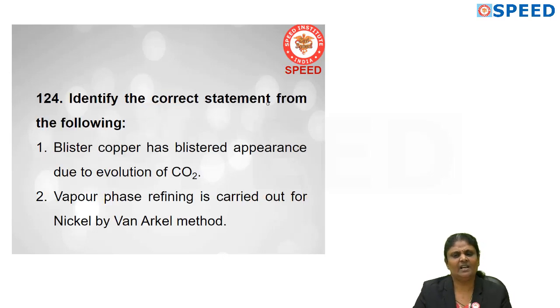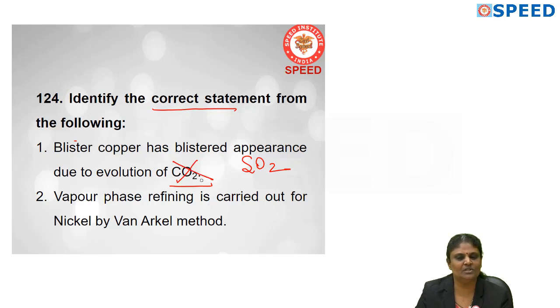Identify the correct statement from the following. Blister copper has blistered appearance due to evolution of CO2. I think this statement is wrong. This is due to the evolution of sulfur dioxide, but here carbon dioxide is given, so this is wrong. Vapor phase refining is carried out for nickel by the Van Arkel method. I think this is the Mond method. So this is also wrong.